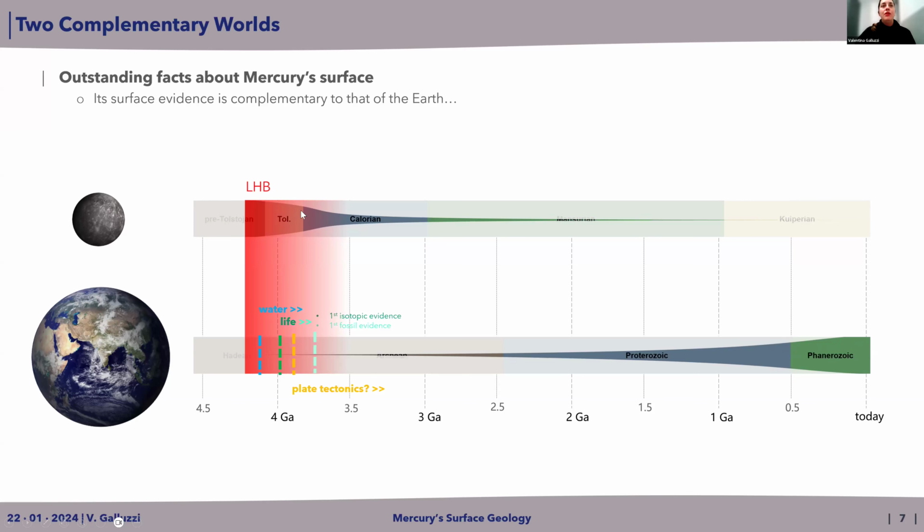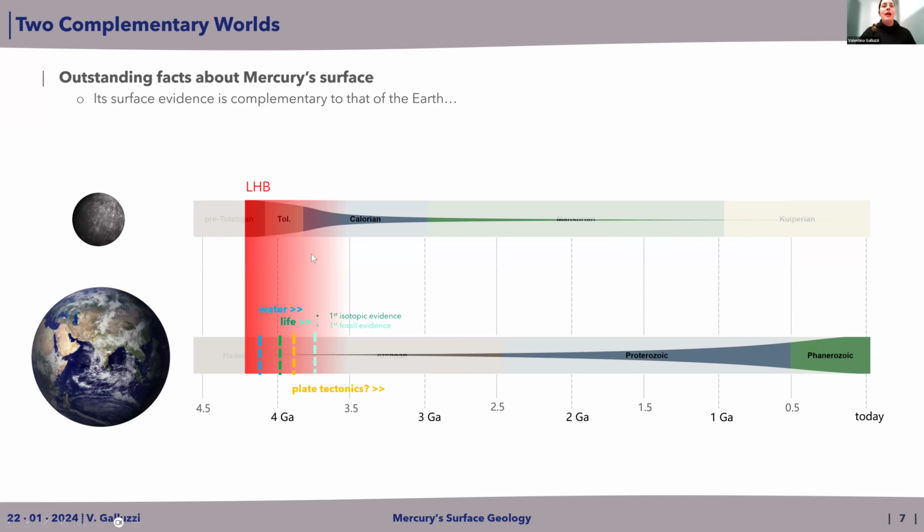while for Mercury, we know a lot about the early formation of the planet. So we're talking about the Tolstoyan, the Calorian, which is the period defined by the Caloris basin, and we know a little about the Mansurian and the Kuiperian periods that are the later periods of Mercury.